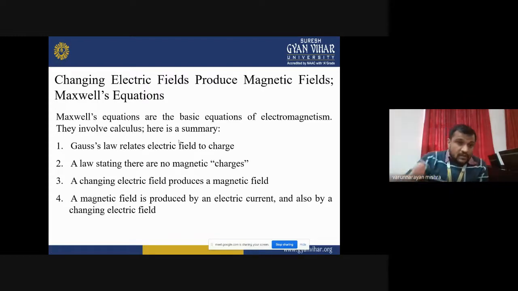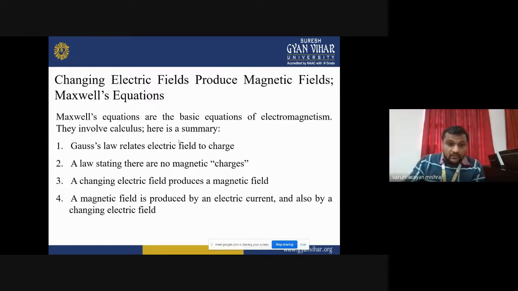Apart from the Maxwell equations, there is Gauss's law, which studies the change in the electric field because of the change in the magnetic field. Then there is a law that states there may be no magnetic field if there is no charge. If there is no electric charge, there is no electric field, so there will be no magnetic field. And the electric field is produced because of the movement and vibration of the charged particles.